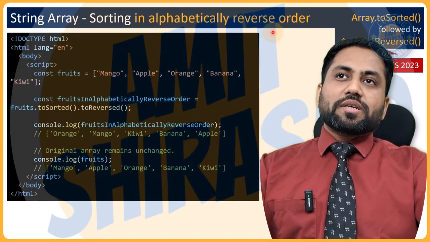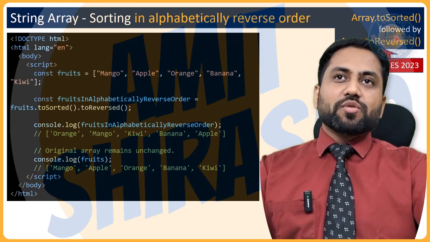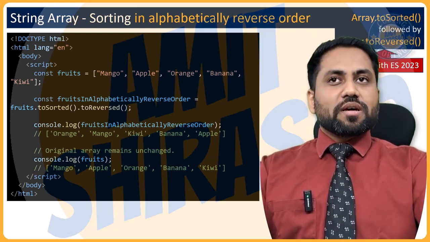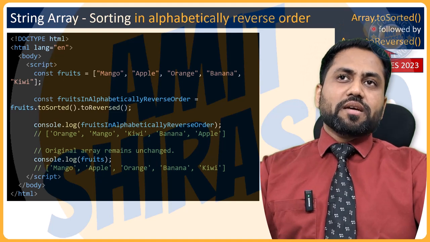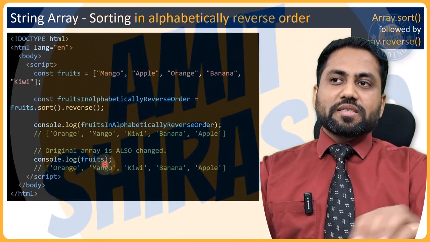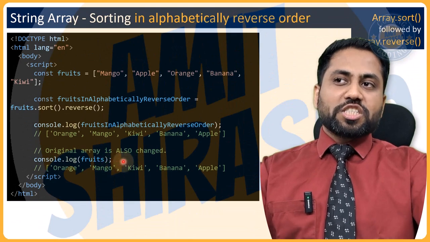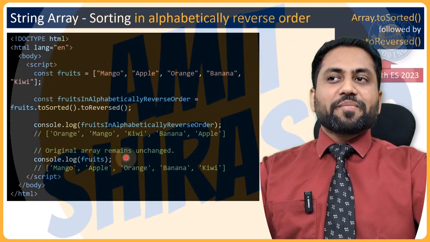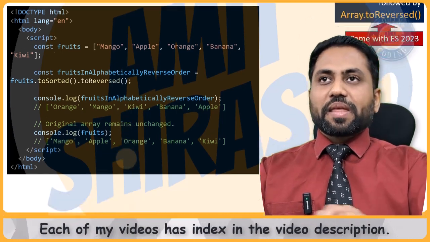Alphabetically reverse order can also be achieved using toSorted and toReversed. Here the only difference is that the original array does not change. In the earlier case, the original array got changed, but here the original array remained the same.